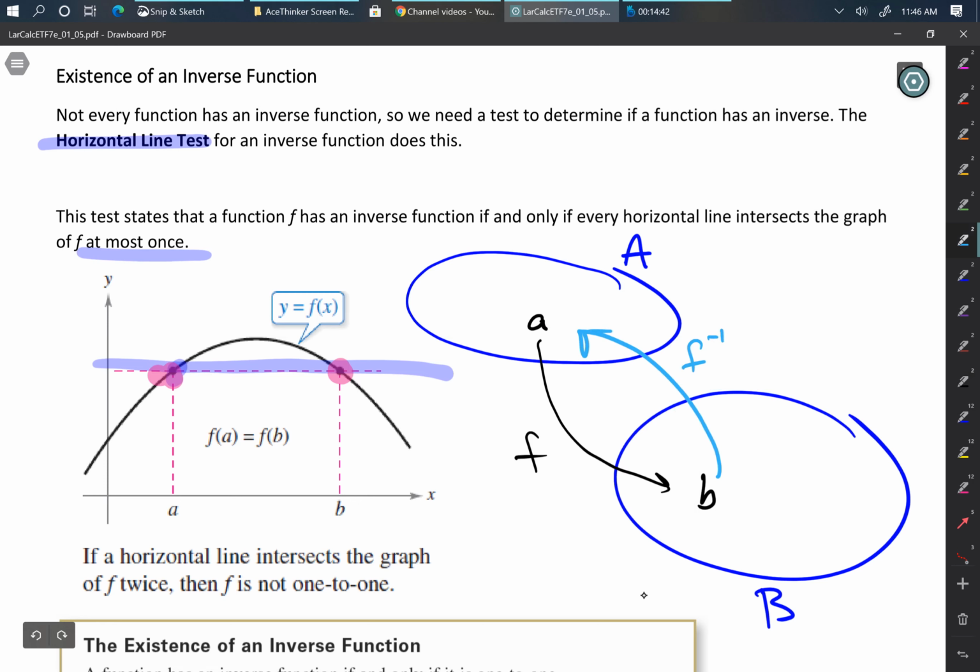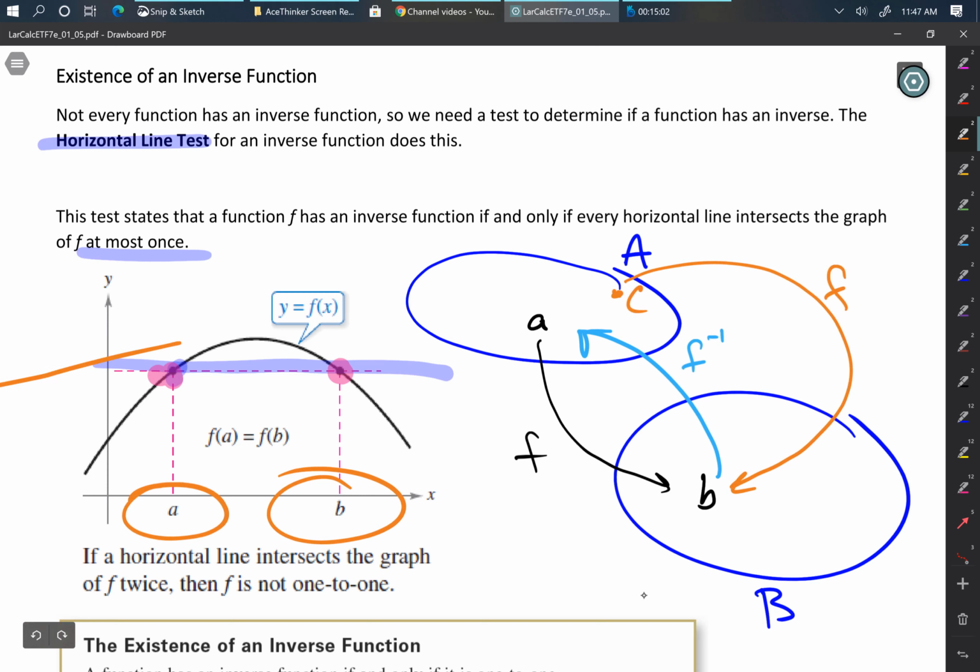Here's my problem. What if there's another value over here, and we call it C? But C also goes to B under that F. I got two values that take me to the same range value. So if I'm at B and someone says go home, I don't know where home is. Did I come from A or did I come from C? And if I don't know how to get back, then I can't really be an inverse.